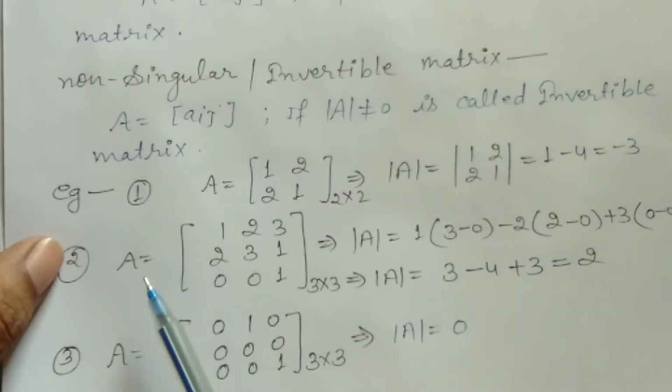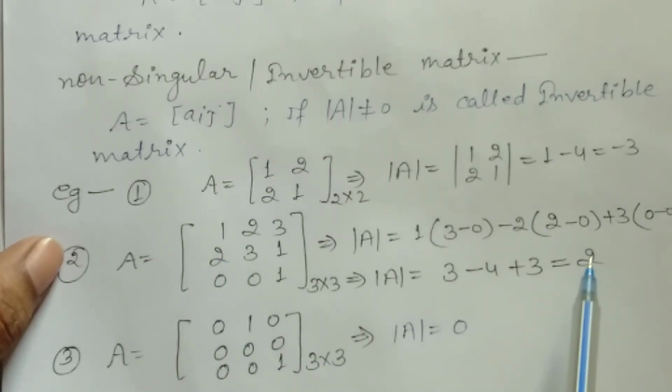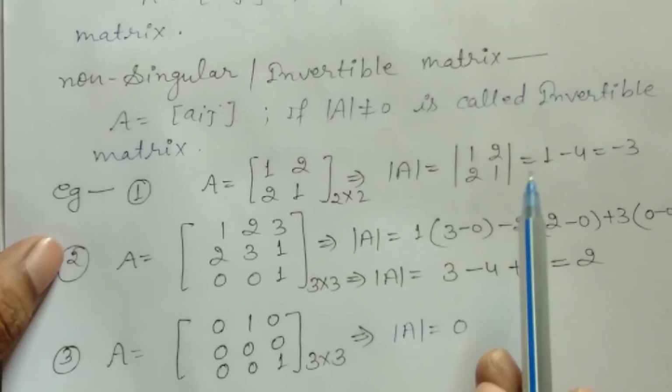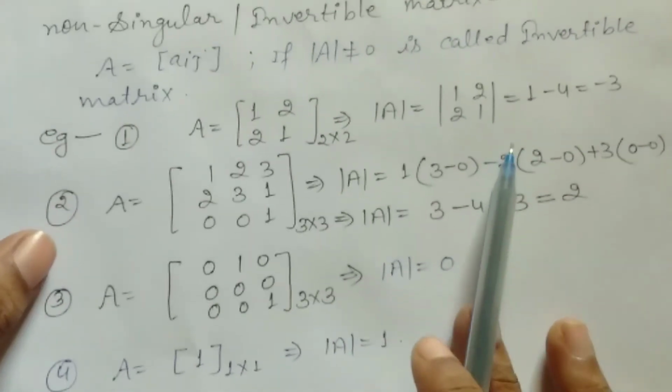So the second example is an invertible matrix example. The first is also. Okay. Now we move to the next question.